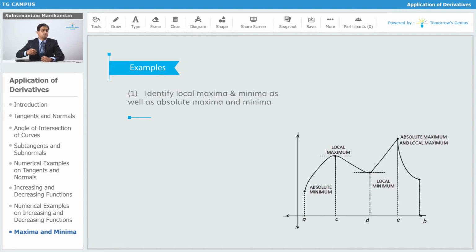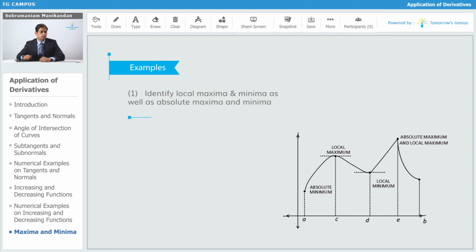Alright, let's look at example 2 to identify local maxima and minima as well as absolute maxima and minima. We have been given the graph of some random function and some important points on the graph of this function have been marked. We have to identify which are the local maxima and minima as well as absolute maxima and minima.